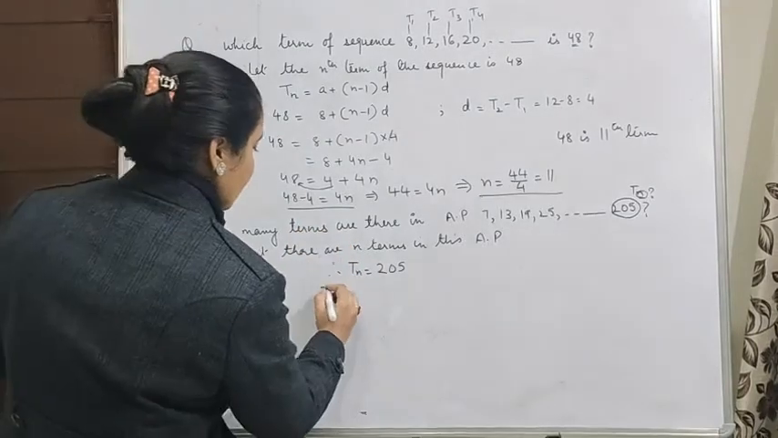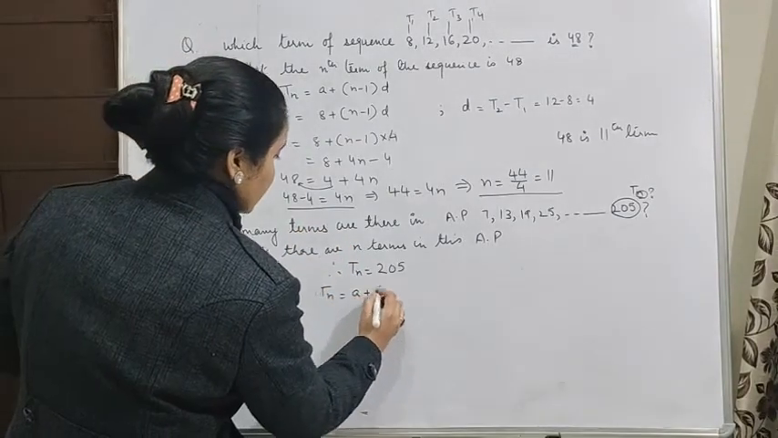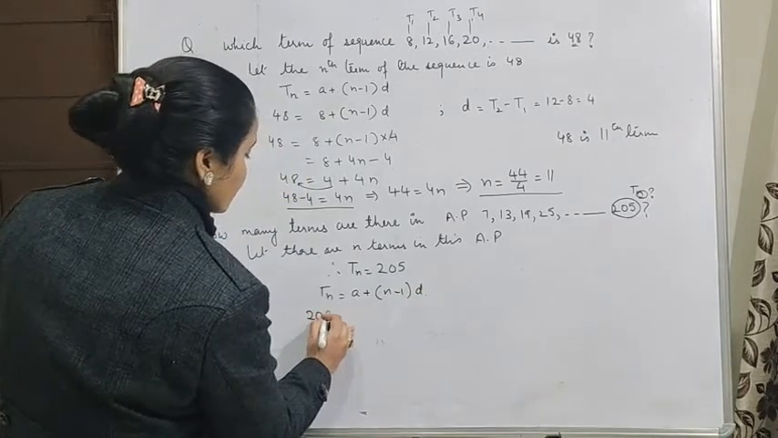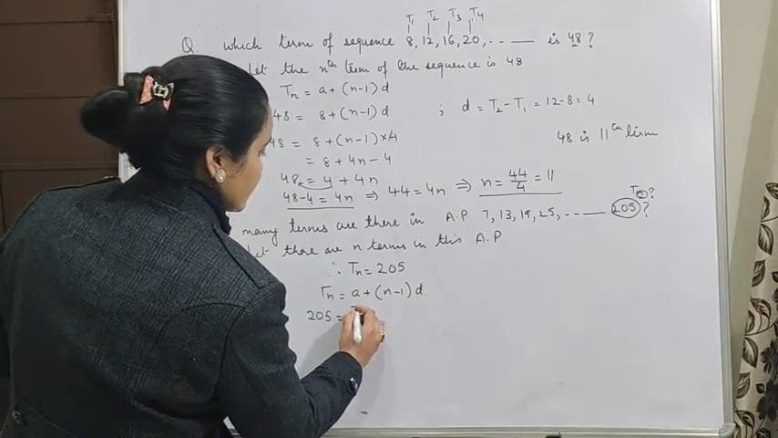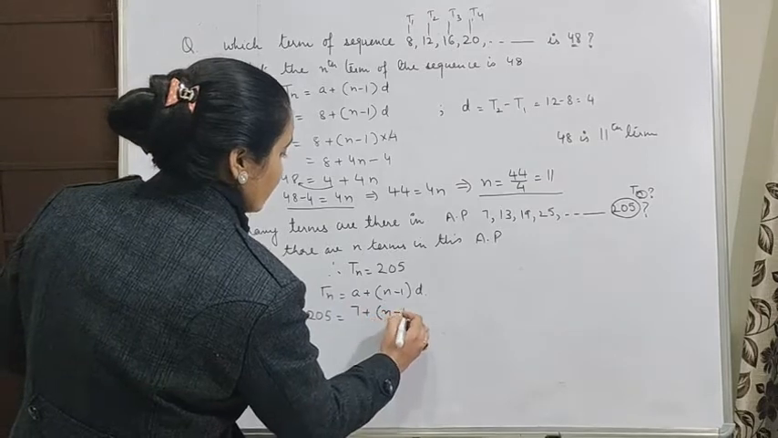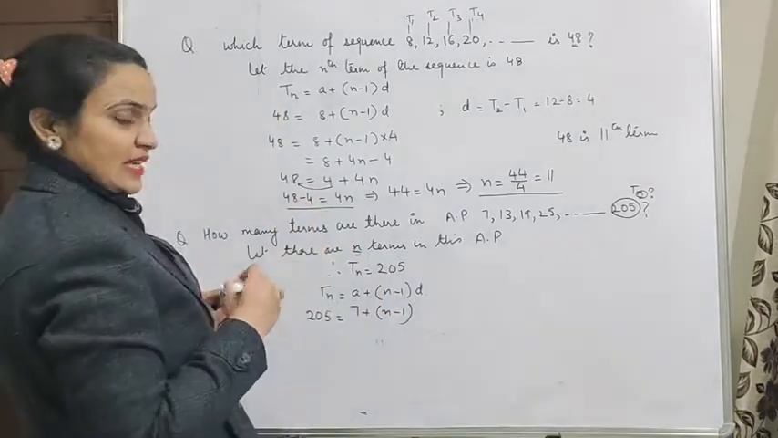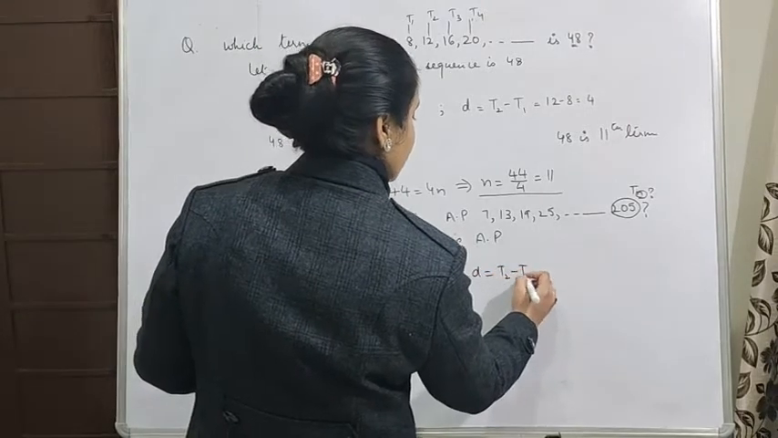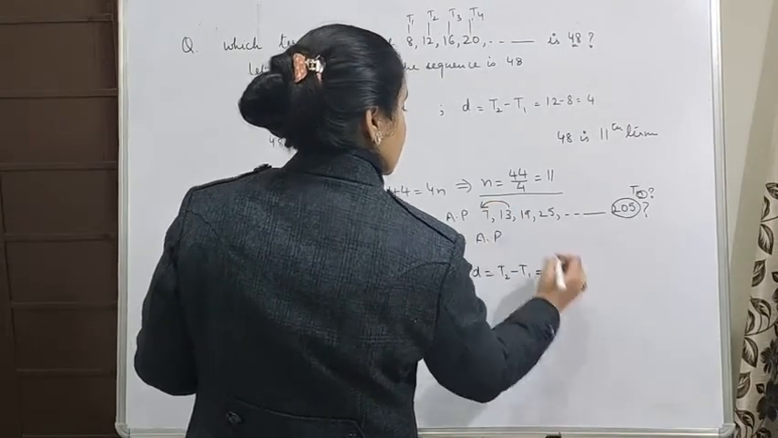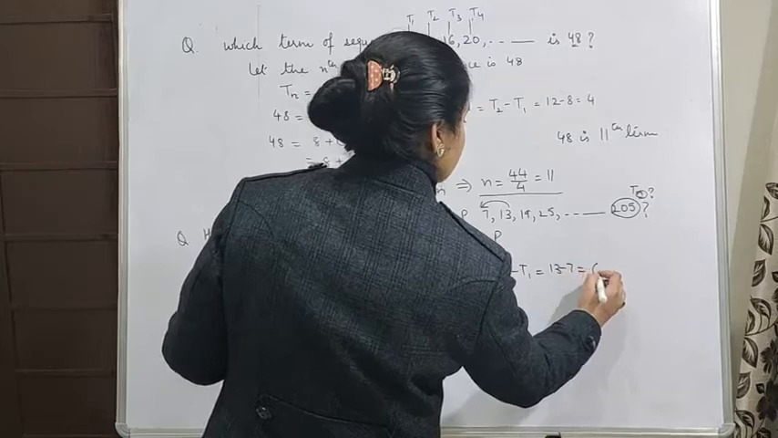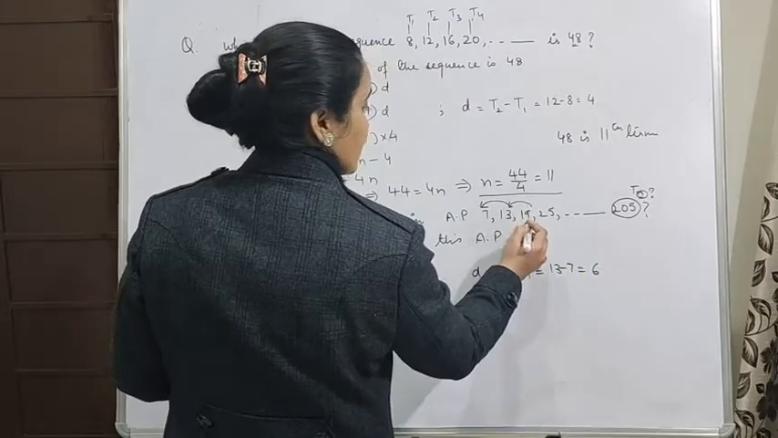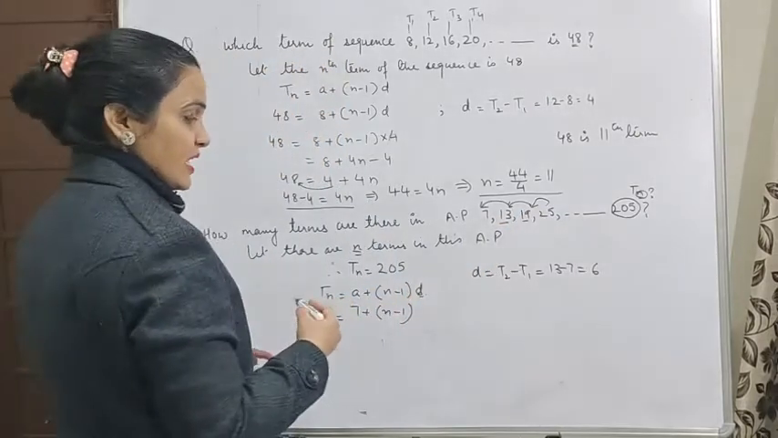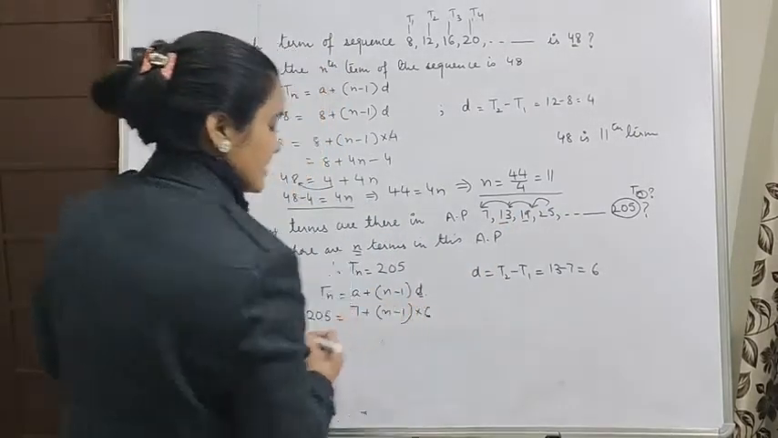So tn is equal to a plus n minus 1 times d. So tn is 205. A, the first term, is 7. And we want to find how many terms, n terms. The common difference is t2 minus t1, so 13 minus 7 is 6. You can also find 19 minus 13 is 6, 25 minus 19 is again 6. So the common difference is 6.